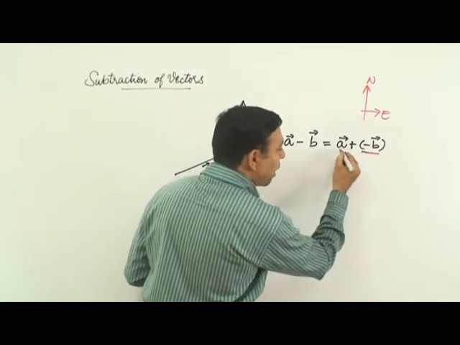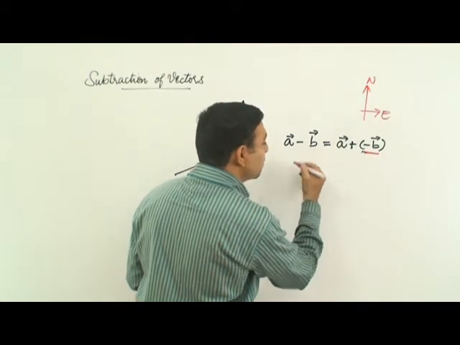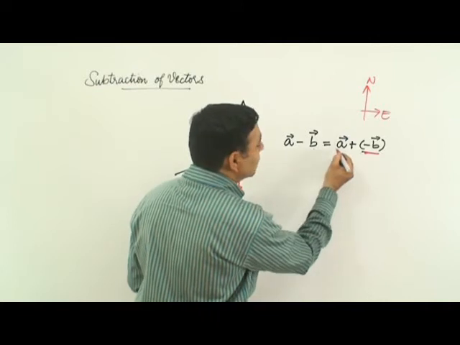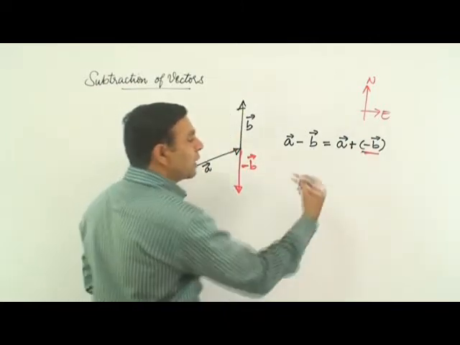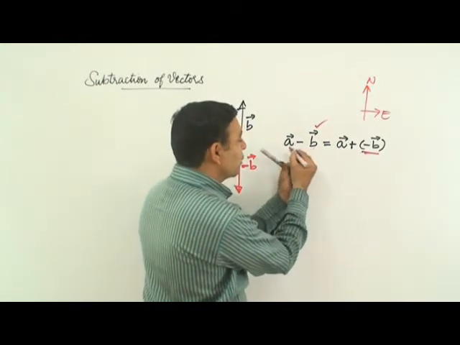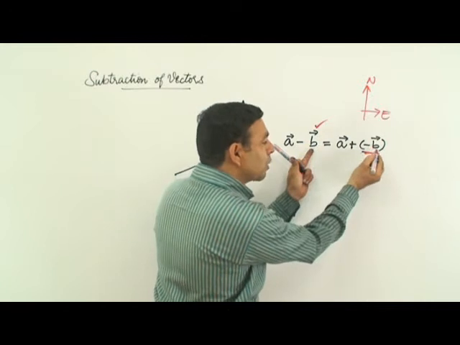Now this minus B, I need to add it to vector A. When you add minus B to vector A, you get A minus B, because plus of minus is minus. So A minus B is the same as A plus of minus B. The vector which is to be subtracted, over here vector B subtracted from vector A, we take the negative of that vector and add it to A.